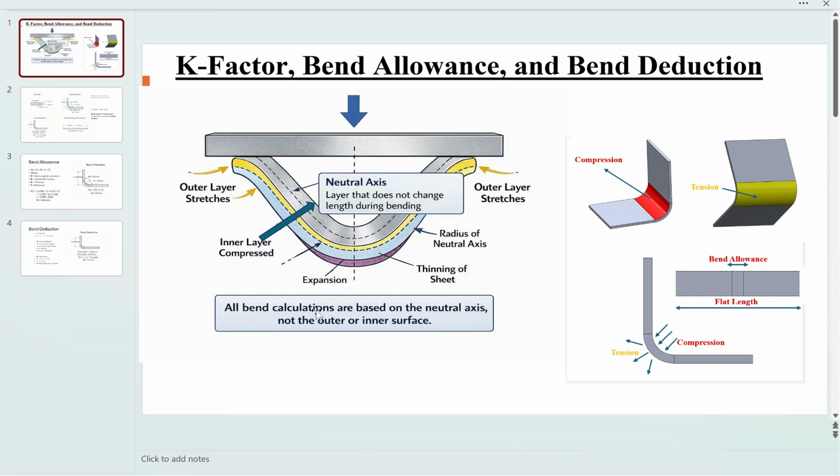All bend calculations are based on the neutral axis, not the outer or inner surface, because to calculate the correct flat length, we need to input the neutral axis or the K factor value properly. It differs from material to material. So we will see through an example also.